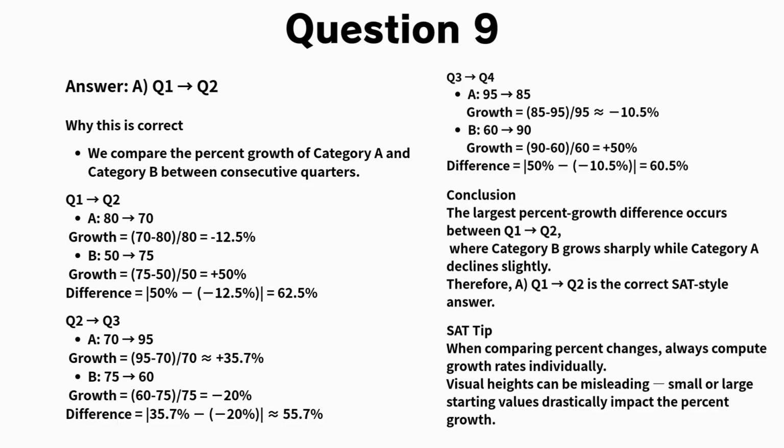Here's the key SAT tip. When comparing percent changes, always compute growth rates individually first. We compare the absolute difference between the two percent changes, especially when growth rates move in opposite directions. Visual heights can be misleading because small or large starting values drastically impact the percent growth.